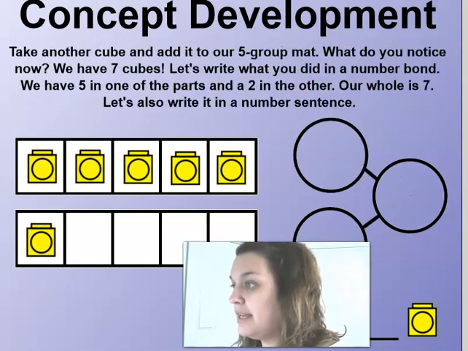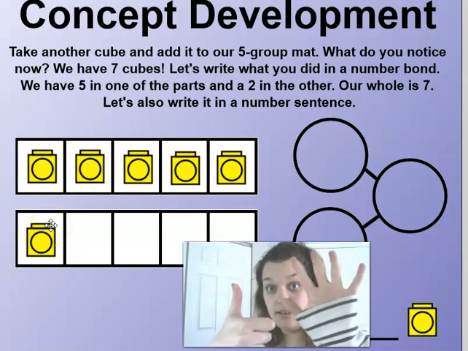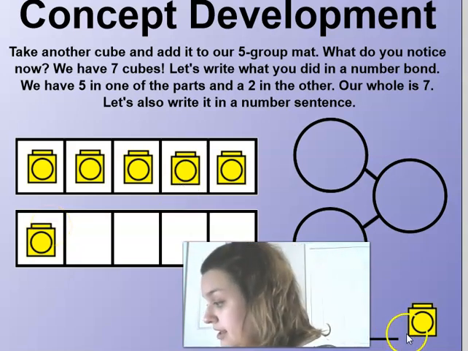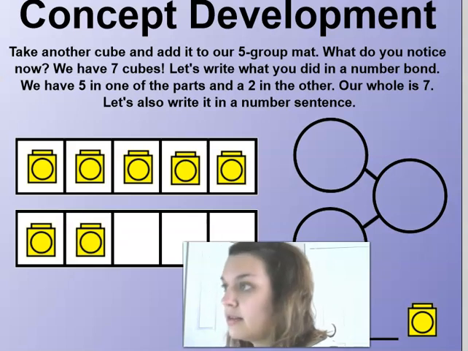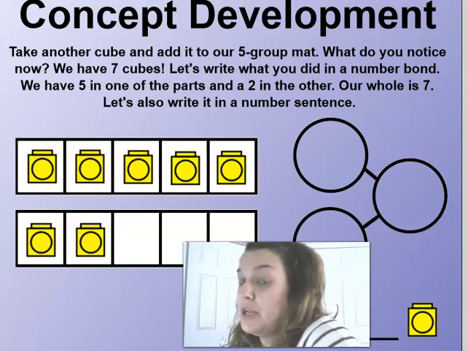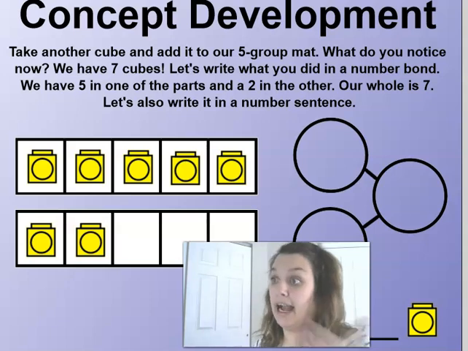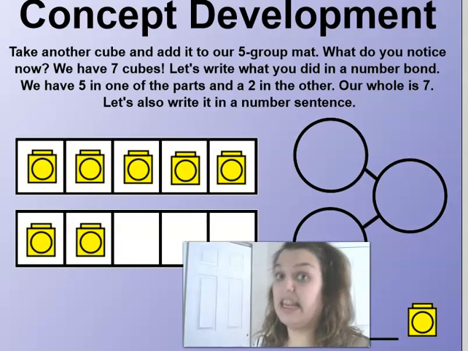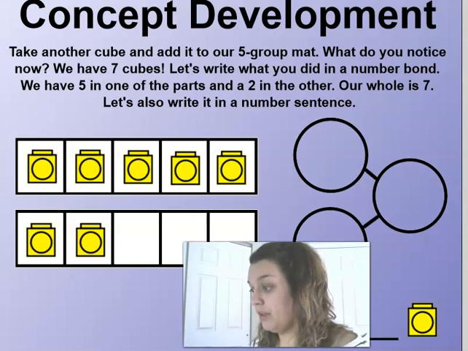Okay, so now it says we had our 5 and 1 from our last problem, which was 6 was our whole. Now it's saying we need to add 1 more cube. Okay, now I need you to get those number bonds ready because I did one for you to show you. Now we're going to do one together.